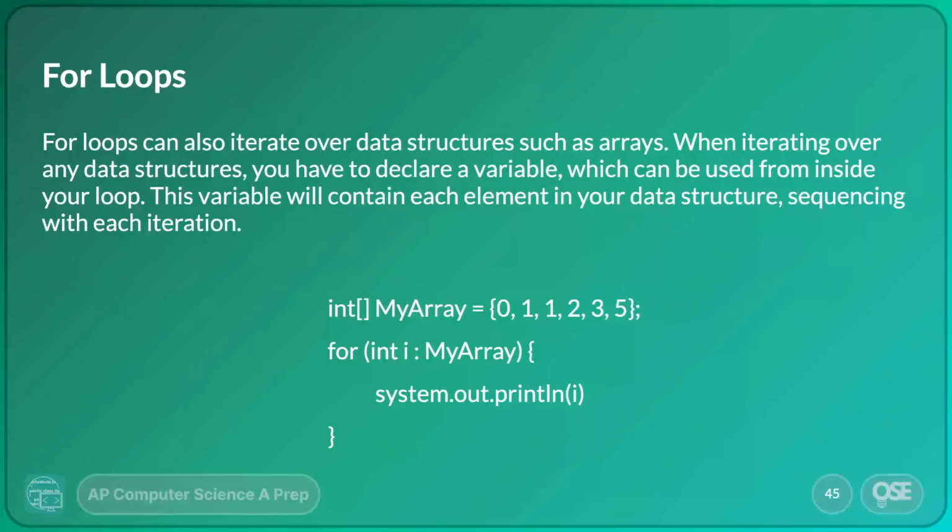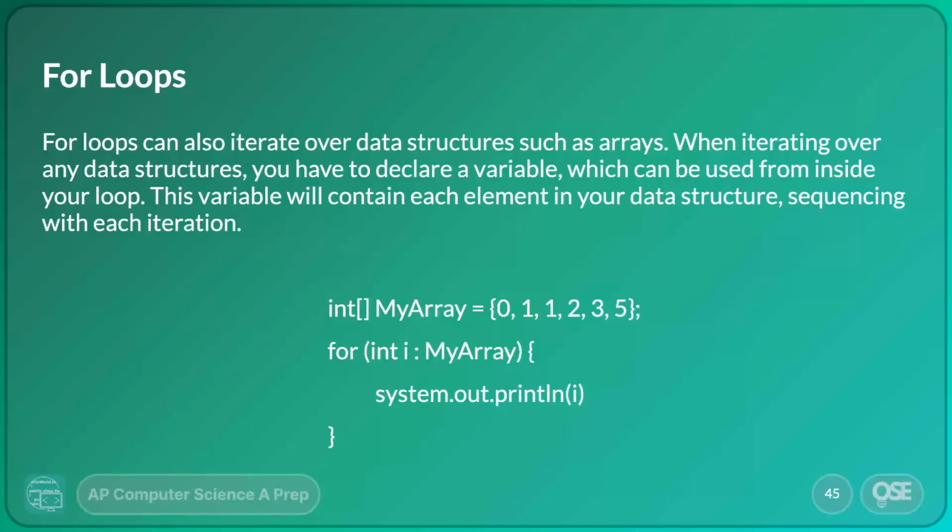For loops can also iterate over data structures such as arrays. We're going to talk about arrays in a bit, but essentially when iterating over any data structure, you have to declare a variable, which can be used from inside your loop to reference the current element of the array which is being run upon. This variable will contain each element in your data structure sequentially with each iteration.